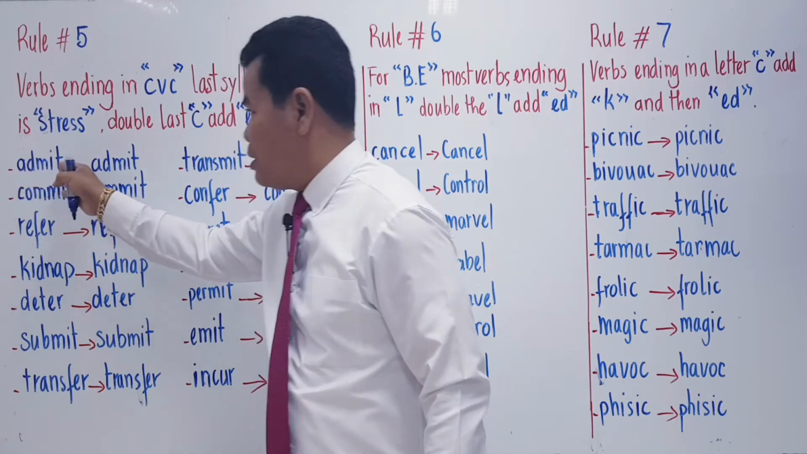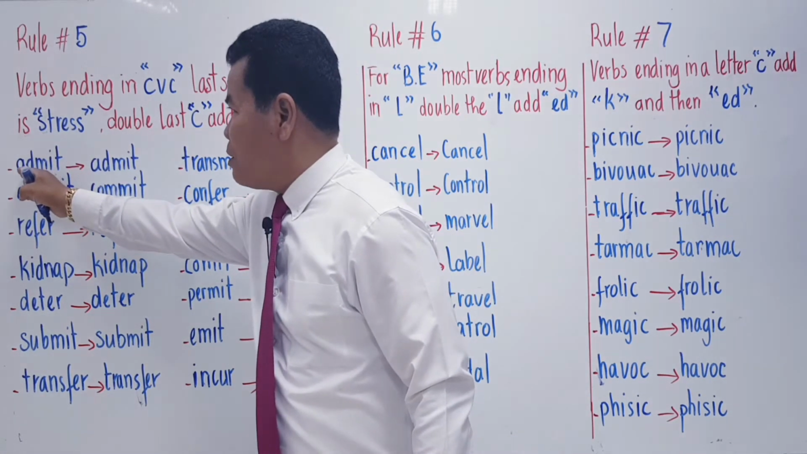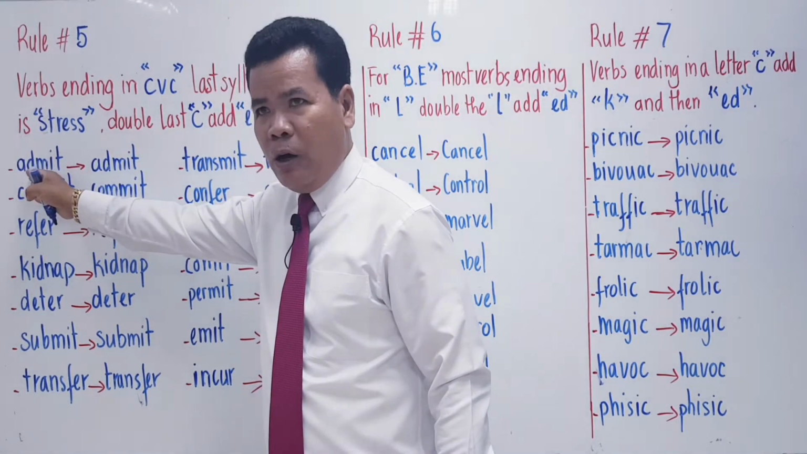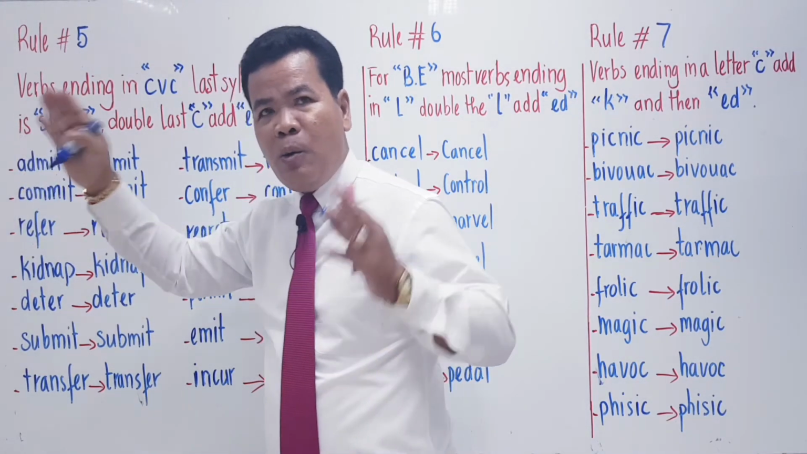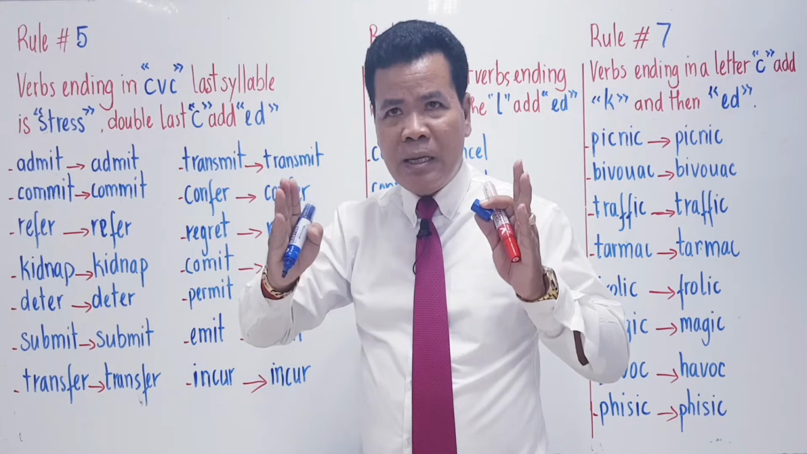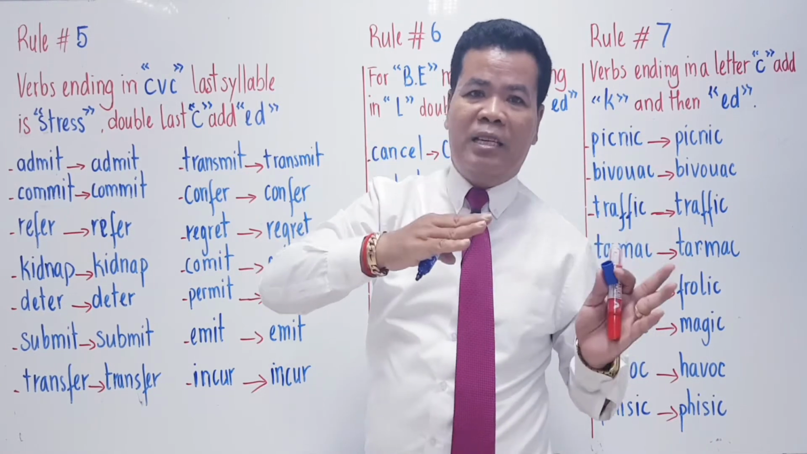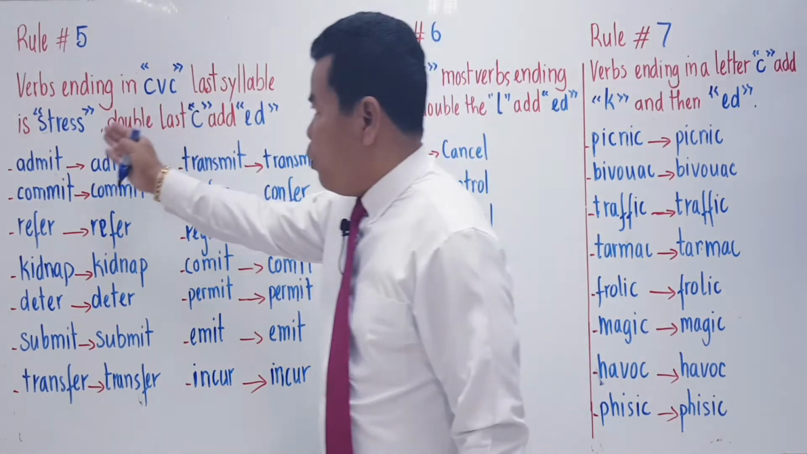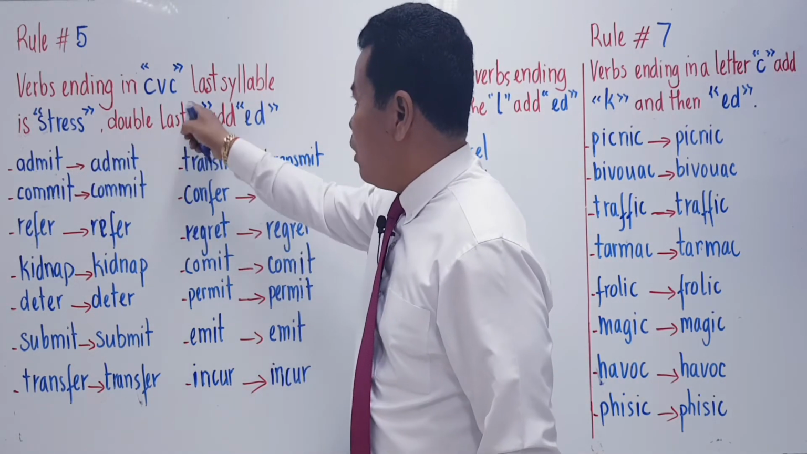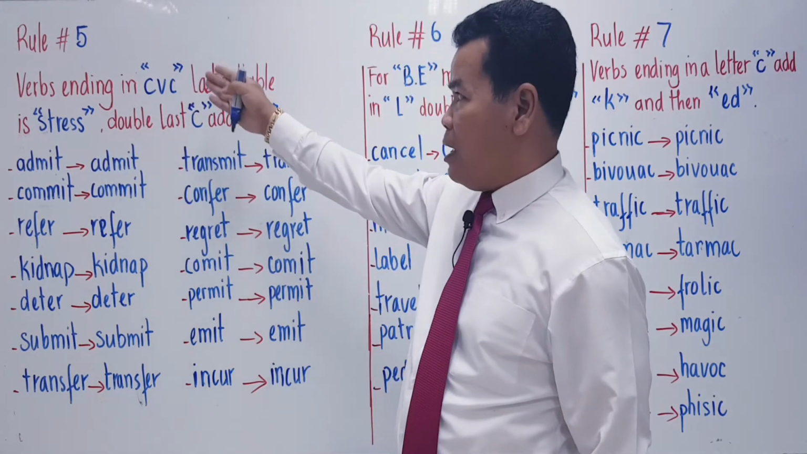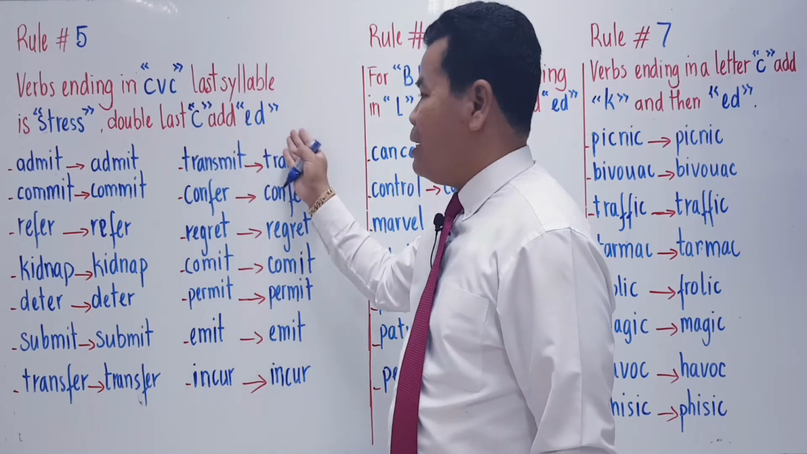Okay? Admit. So you cannot say admit, no, it's admit. So mit is the second syllable, the last syllable. We stress on the last syllable, alright? So we have to double one more consonant as the rule says, and then we have to add ed.